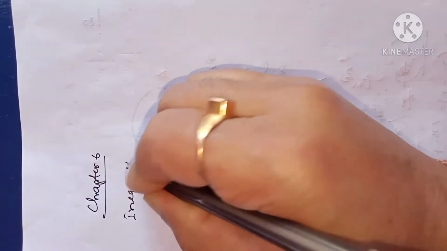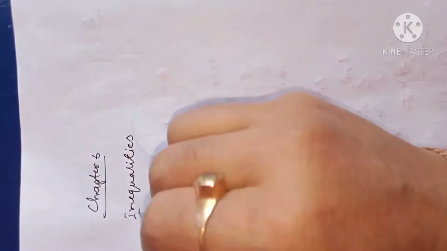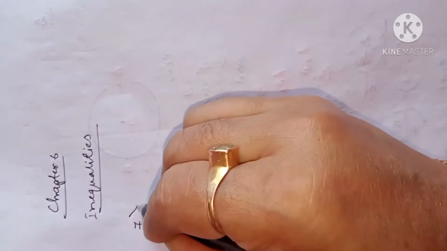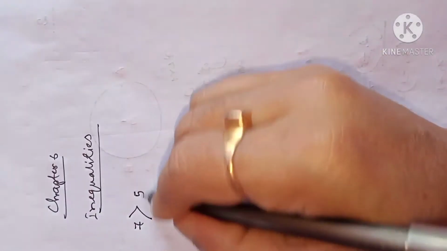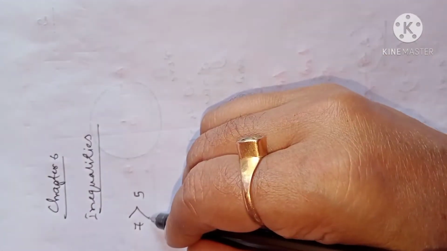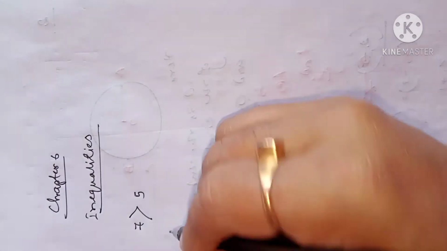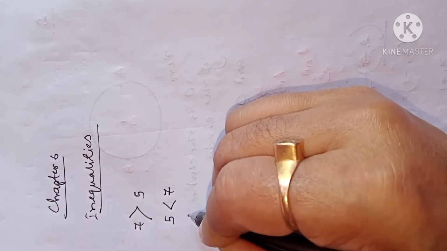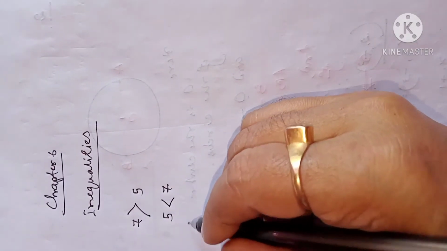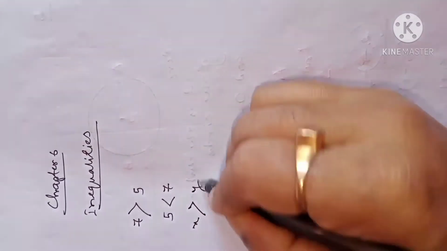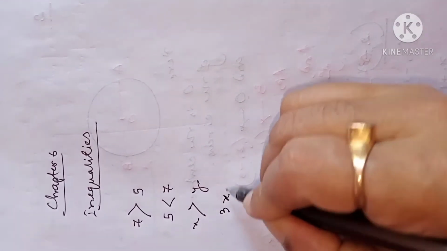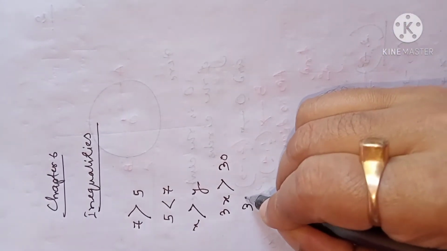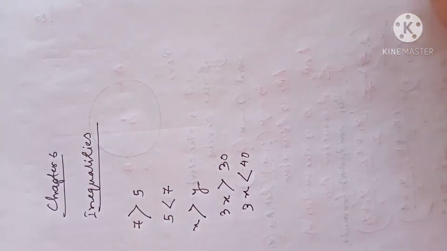So, inequalities means when between two real quantities, say real numbers, 7 is greater than 5. This is an inequality. Inequality means where there is a greater than sign or a smaller than sign. Suppose you say 5 is smaller than 7. This is also an inequality. If there are algebraic expressions like x is greater than y, this is also an inequality. Or say 3x greater than 30, that is also an inequality. Or 3x smaller than 40, that is also an inequality.